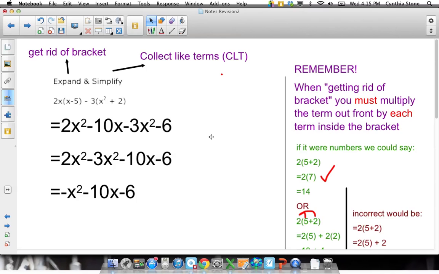Okay, so here's an example where we have lots of stuff going on. We're expanding and we're collecting like terms, and the expanding part, you follow that step first. You get rid of the brackets by applying the distributive property. And then after you've done that, you collect all the like terms and simplify it. Okay?